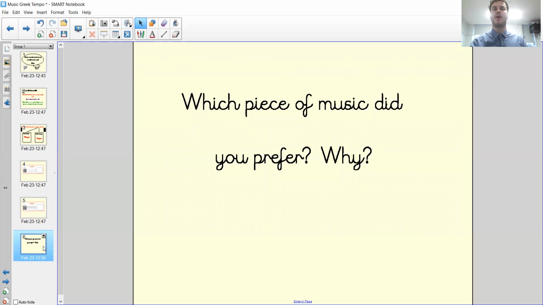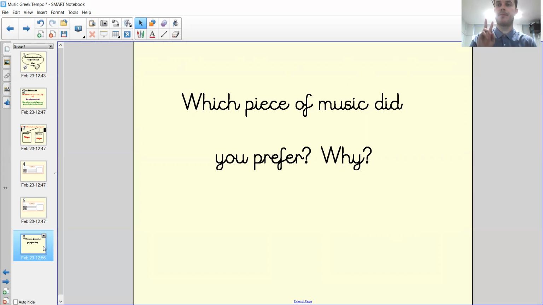And our final question. I just want you to write one sentence underneath your two pieces of music. Which piece of music did you prefer and why? Okay. Did you have a favorite? Maybe you didn't like either of them. Maybe you loved both of them. Maybe you loved one lots and hated another one. Tell me why. Okay. Maybe you liked the instruments. Maybe it was too slow for you and you got a bit bored, or it was too fast and you couldn't keep up. I'm interested to see what you think.